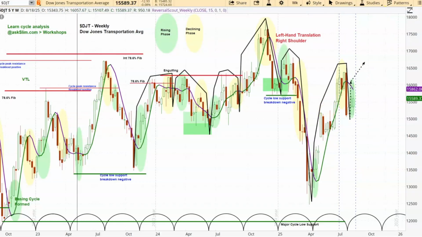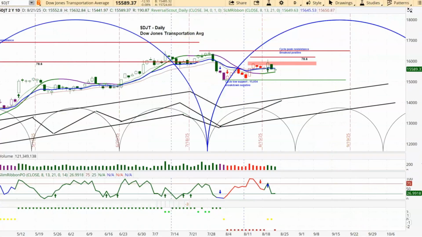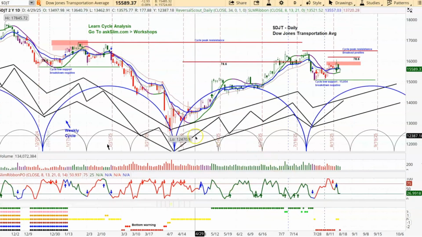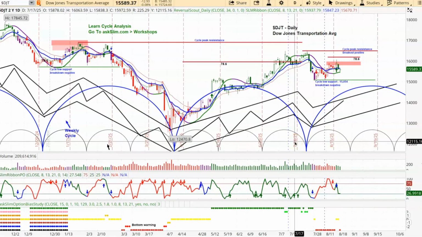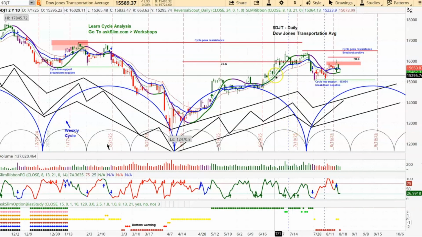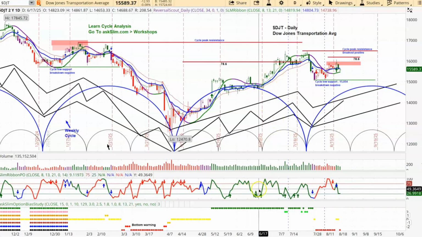It is the dominant, and this is the daily. It is the weekly we happen to overlap on here, but often what we have are cycles that are only unique to the daily chart when we do these daily charts. We have the slim ribbon PO. We have over here, which is the slim ribbon PO.